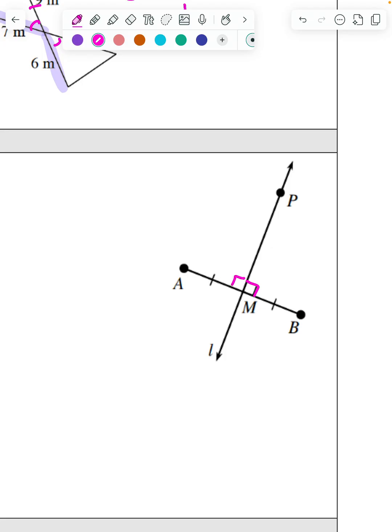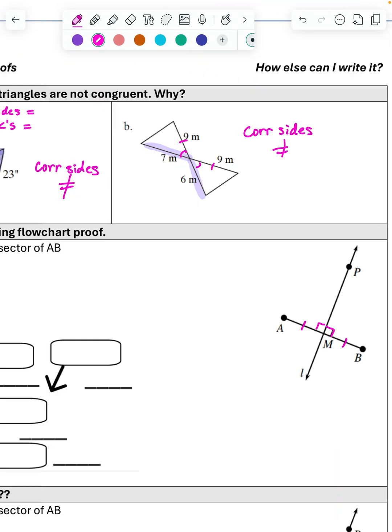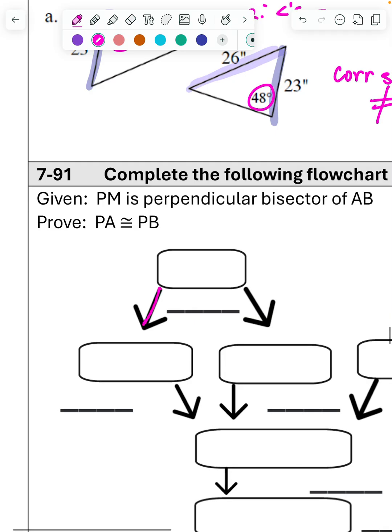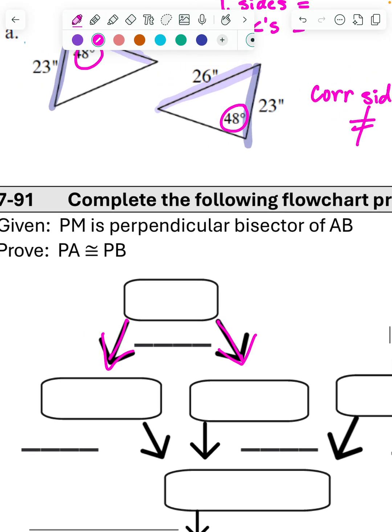And then the bisector piece, remember when you bisect something, it cuts it into two congruent parts. So when we cut AB in half, AM and BM are going to be congruent sides, congruent parts. So a perpendicular bisector is going to tell us two things that we just talked about, the right angles and the congruent sides. So we always want to start with our given information. PM is, and I'm going to shorten this, perpendicular bisector, and that was given to us.